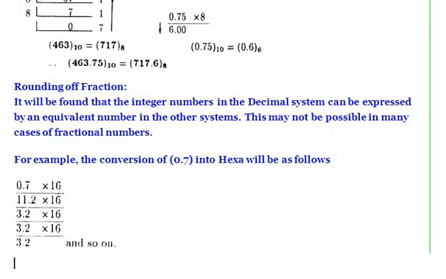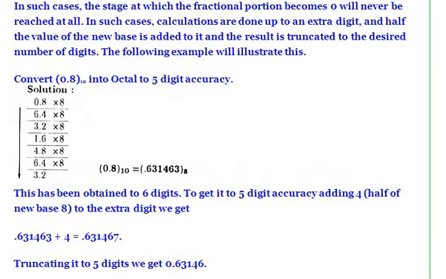So while converting the fractional part into the concerned number system, sometimes we may get results like this. Look at this, 0.7 into hexa: multiplied by 16 is 11.2, again multiplied by 16 is 3.2, multiplied by 16 is 3.2, multiplied by 16 is 3.2, and so on. In these types of notations, what are we supposed to do? In such cases, the fractional portion will never become 0. The calculations are done up to an extra digit, and half the value of the new base is added to it, and the result is truncated to the desired number of digits.